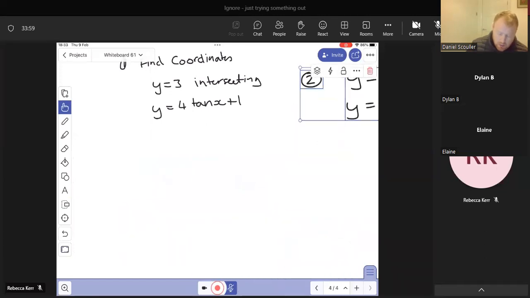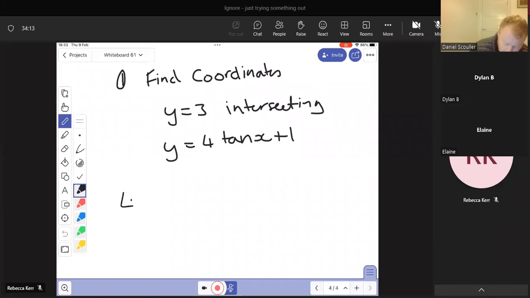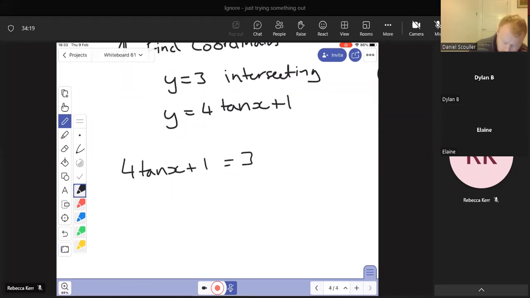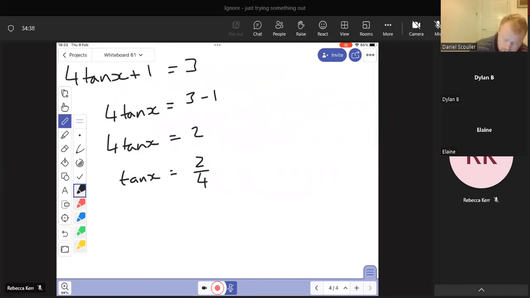There you go. Okay, first one, where those lines intersect. Okay, so we've got y equals 3, okay, which is just a horizontal line. We've got y equals 4 tan x plus 1. We're just bringing those together. 4 tan x plus 1 equals 3. Okay, solving that to leave us tan x. Okay, 3 minus 1, 4 tan x equals 2. Positive.